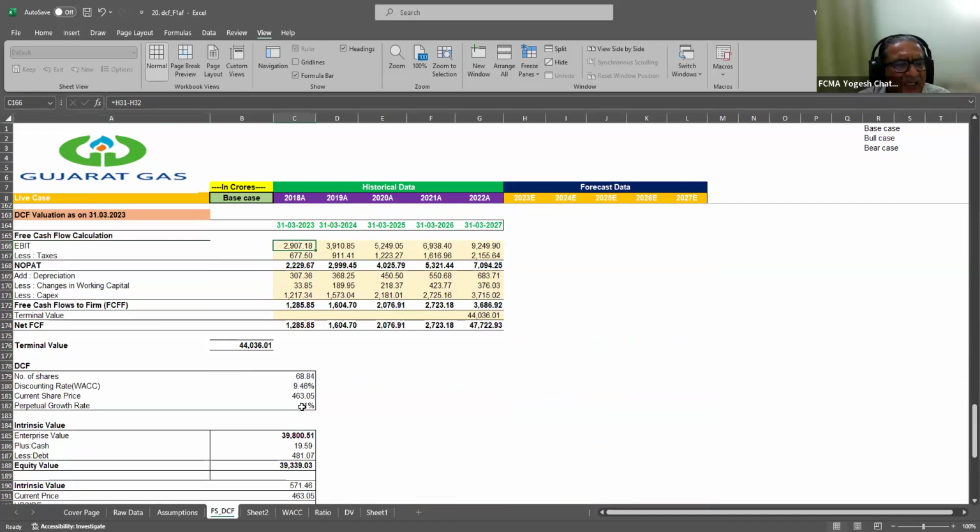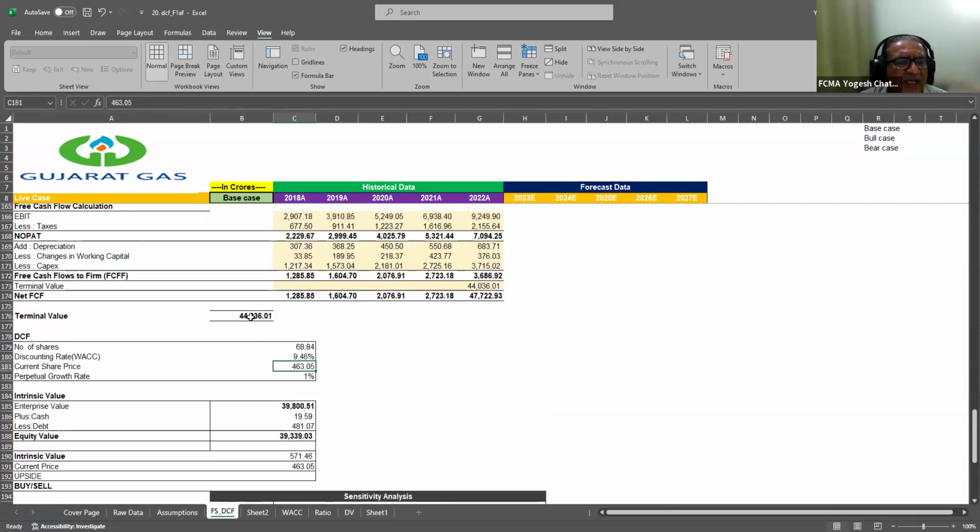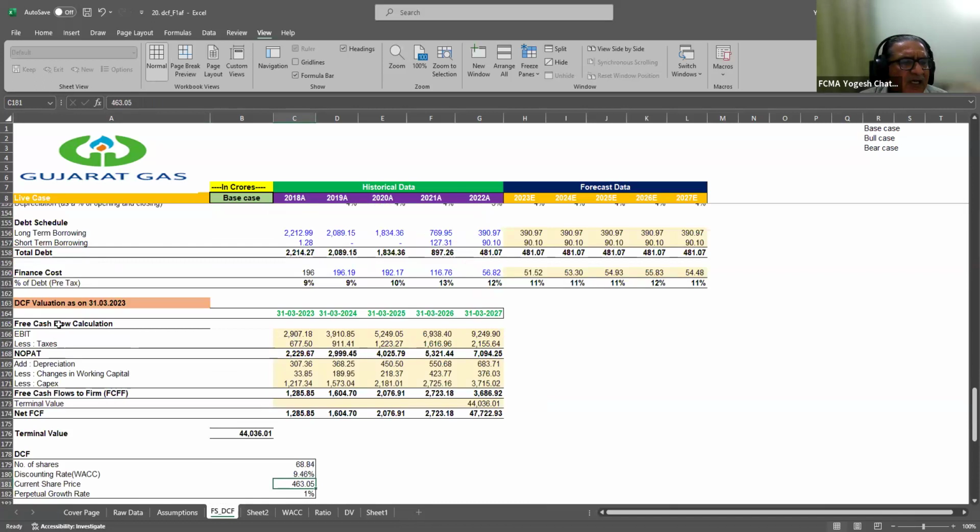In the DCF valuation, I have taken the perpetual growth rate as 1%, and the number of shares I have taken from the capital schedule of this company, 68.84 crore. The weighted average cost of capital, WACC, how to compute it, I have already explained. And the current share price on this valuation date, what was the share price in the market, I have taken from the NSE. Based on that, as you can see, I have worked out the free cash flow calculation, free cash flow to firm, FCFF, year wise.